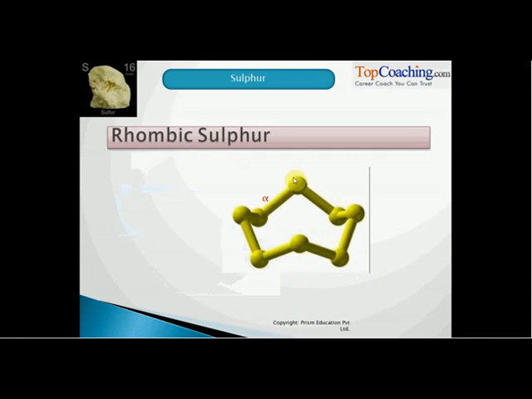So, both rhombic and monoclinic sulfur have 8 sulfur atoms arranged in different fashion. So, for rhombic, this is the structure, right? 1, 2, 3, 4, 5, 6, 7 and 8. 8 sulfur atoms arranged in a rhombic fashion, and hence the name rhombic sulfur or alpha sulfur.